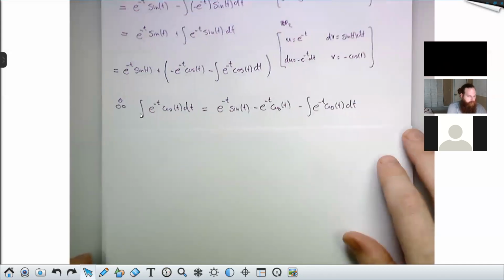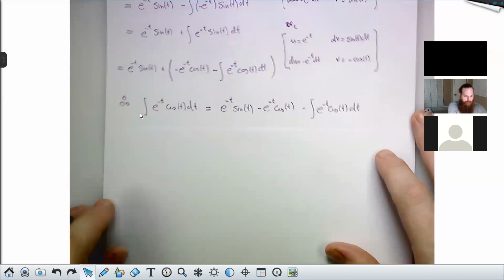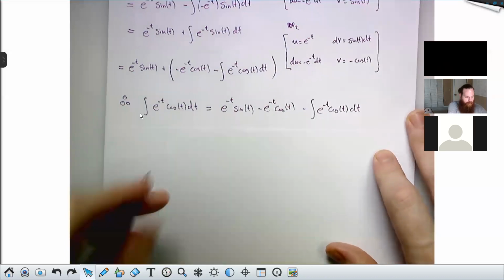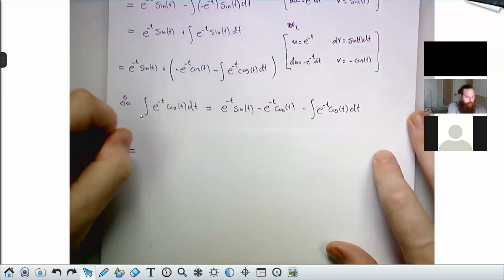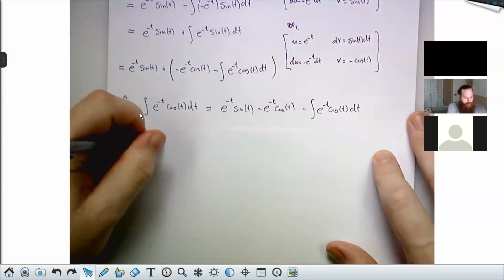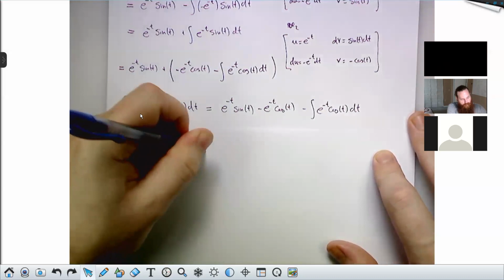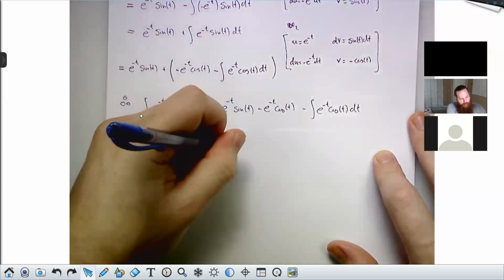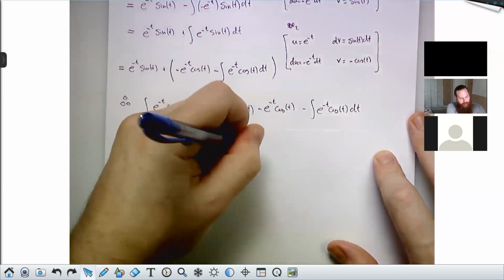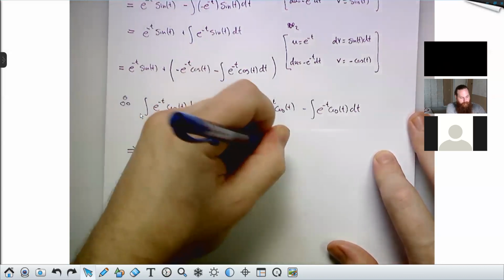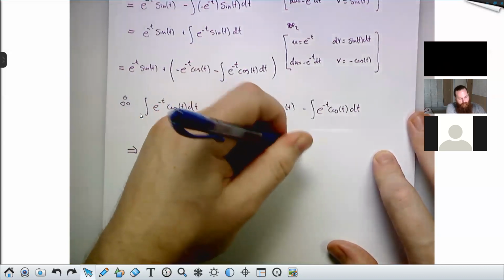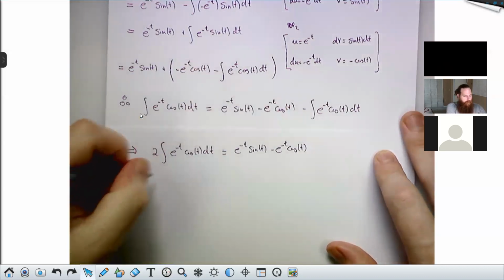Personally, from here, and if you wanted to copy that down, just leave space, hang out for a minute, don't panic. The way I write it, I just say 2 times the integral of e to the negative t cos t dt has to be this, e to the negative t sine t minus e to the negative t cos t. And then I divide both sides by 2.